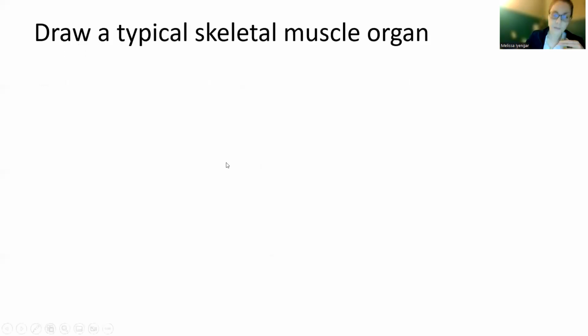So let's start with the easy part. This is not the easy part. This is still the hard part. But I always have students who come and are really confused about drawing a skeletal muscle organ, and I always draw it out for them, and it usually helps a little bit.